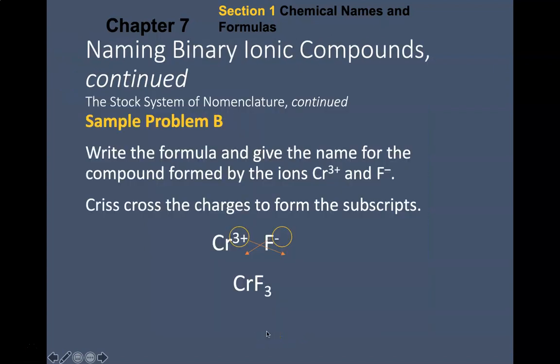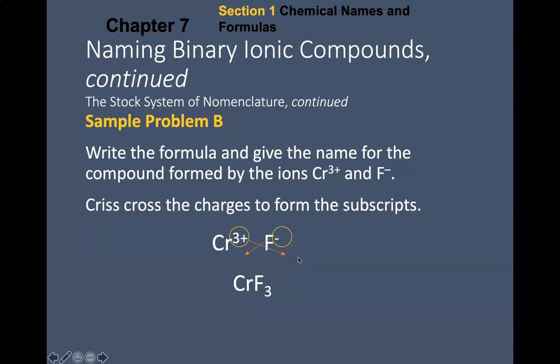a neutral compound. So just to kind of give you an example, here we have the compound chromium 3 and F-. The formula that we can write is going to be the 3 plus. Remember that we're going to crisscross the charges. The F-, the minus implies a -1.